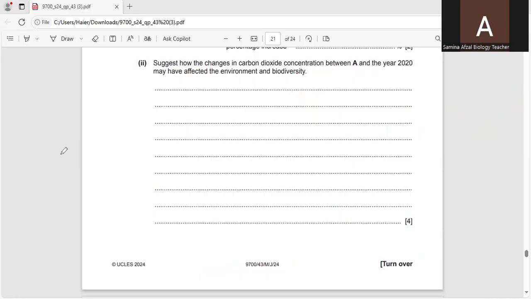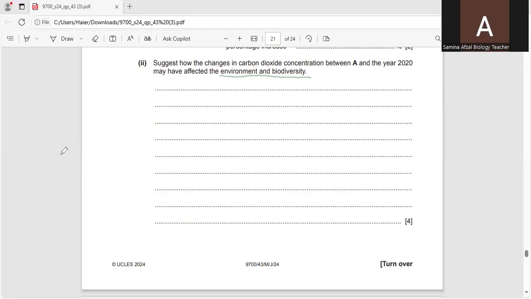the environment and biodiversity. You can say, students, as a result of the highest concentration of carbon dioxide, both of these are affected badly. So first of all, we will start with the environment. How is the environment affected by the increased carbon dioxide concentration? First I will explain this question, then I will write.